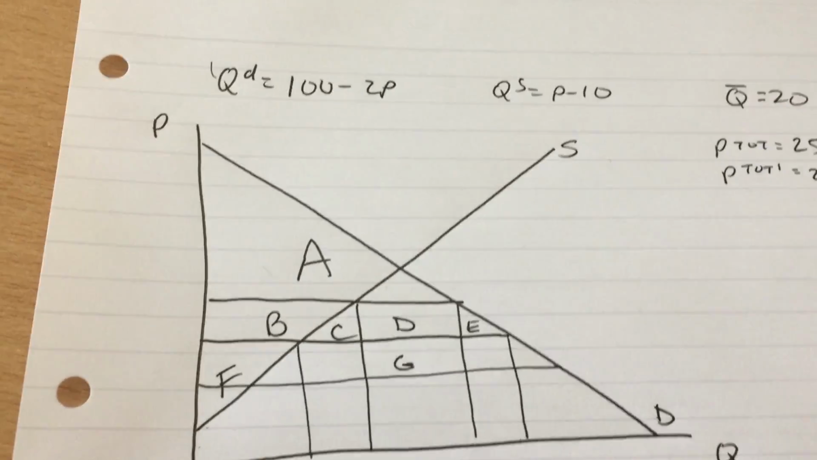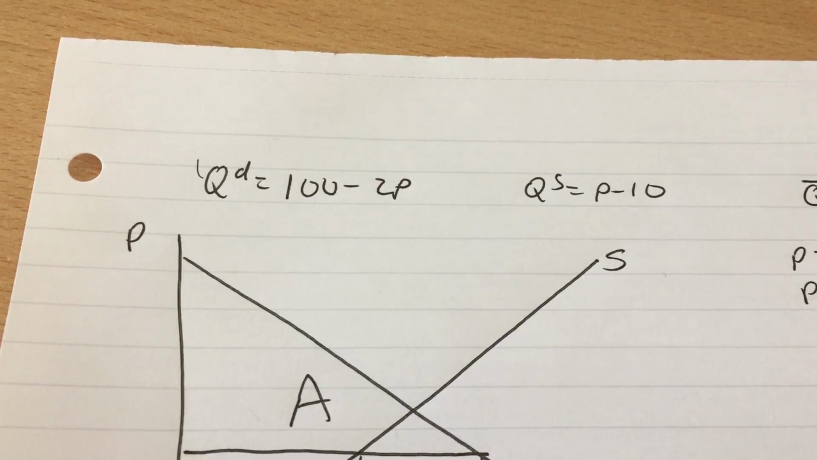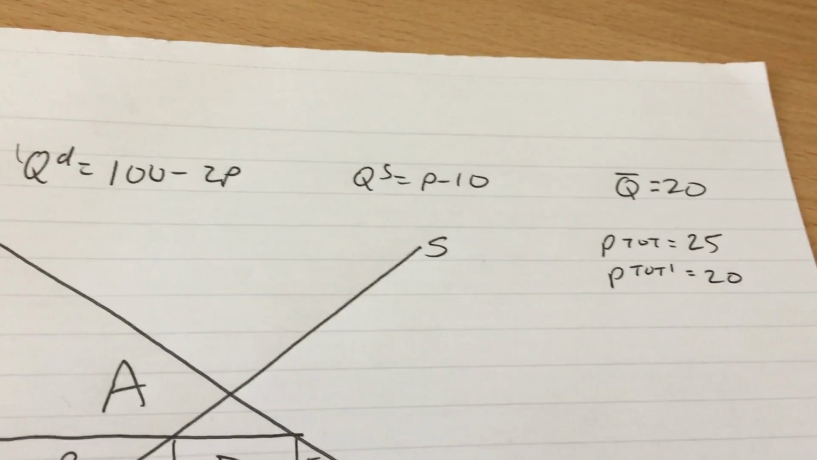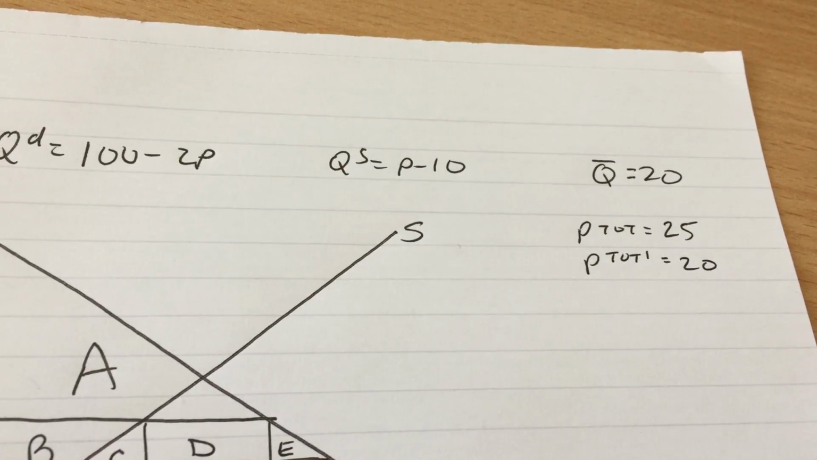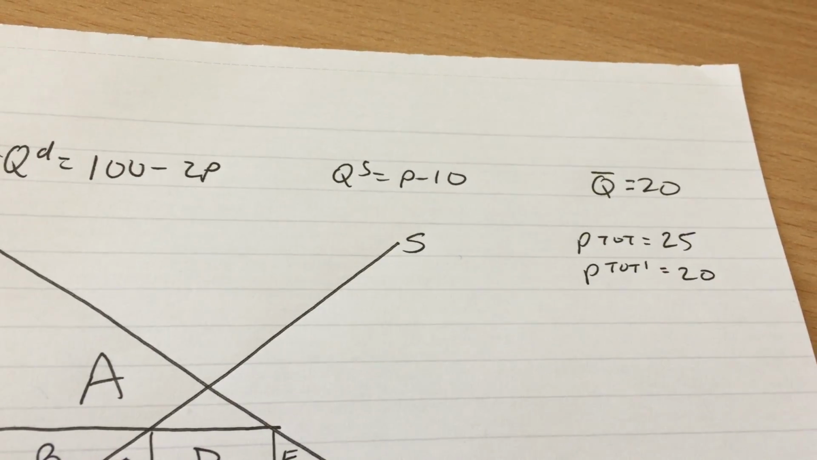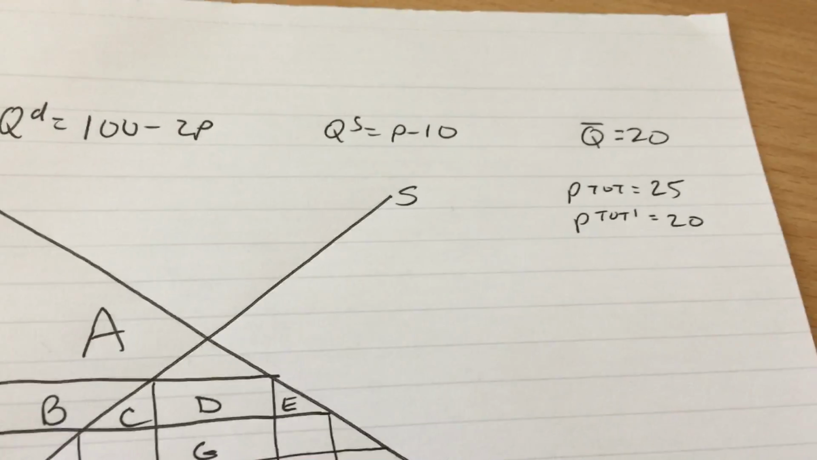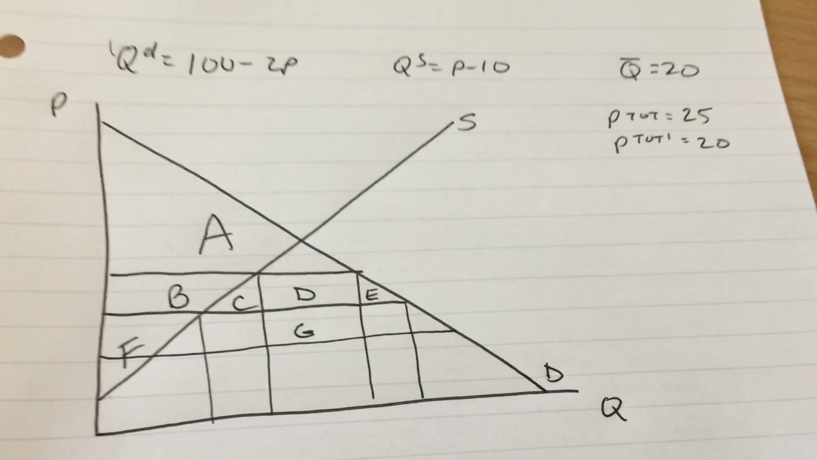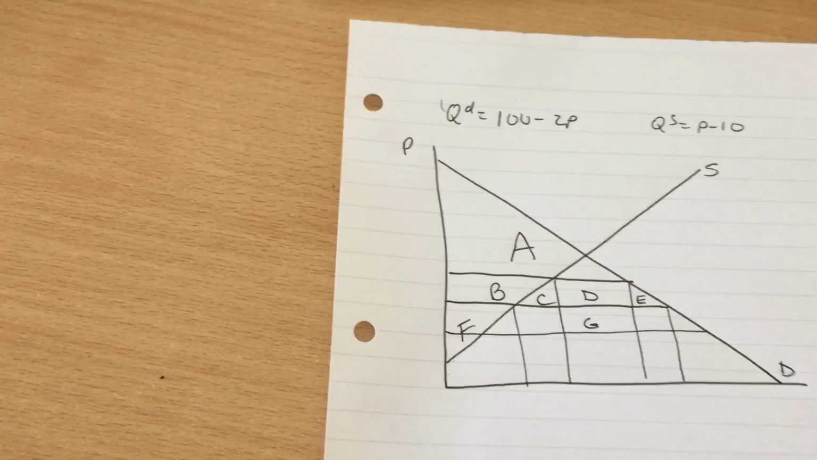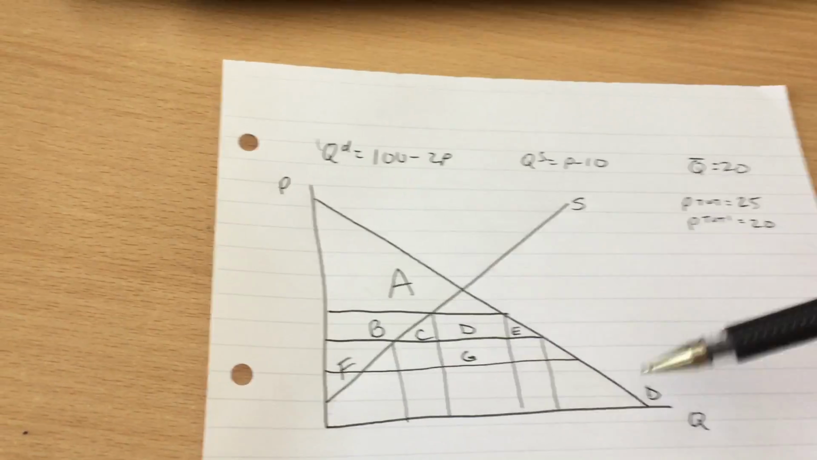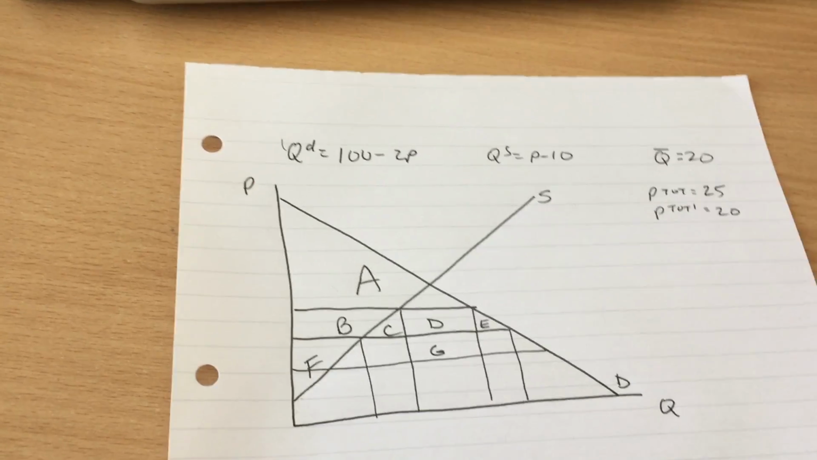So we've got quantity demanded is 100 minus 2p, quantity supplied is p minus 10, and the free trade price is 25. We're going to tack on a quota of 20. When we do that, the price in the rest of the world is going to go to 20. So what happens? So we start off, so here's supply, demand, A, B, C, D, E, F, G, as always.